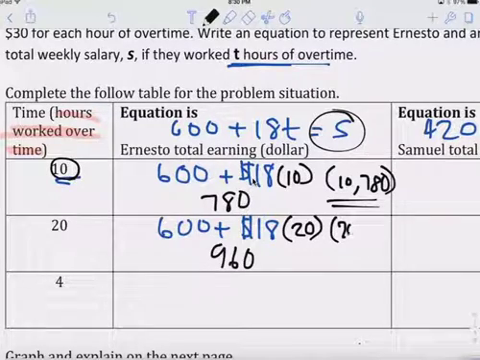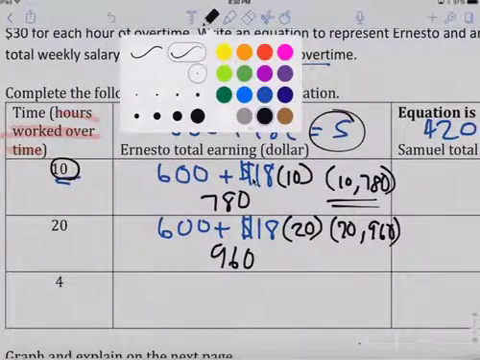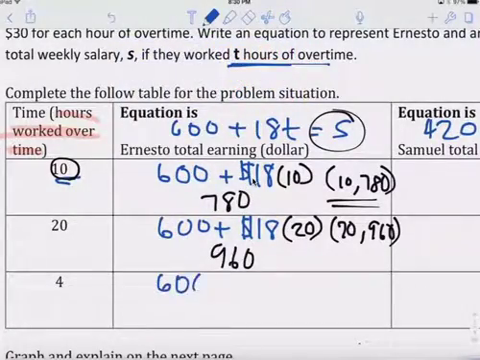So this is 20 and 960, and then 600 plus $18 an hour, and he worked 4 hours of overtime.